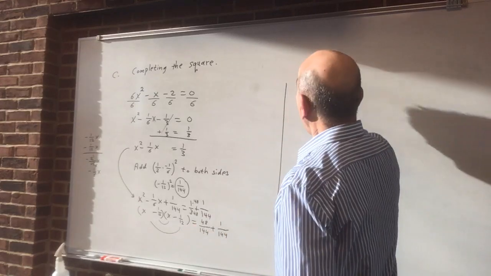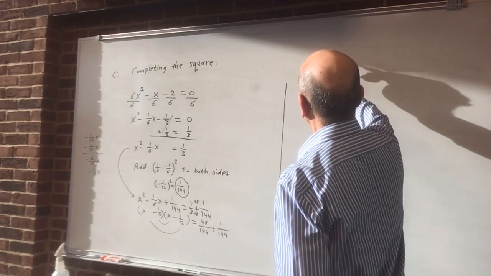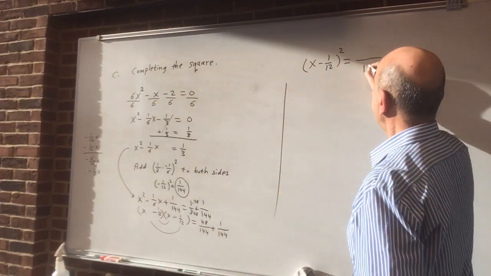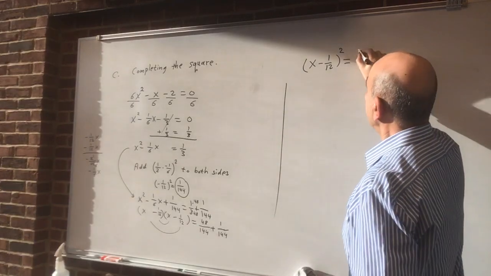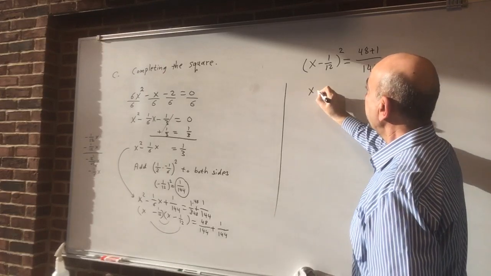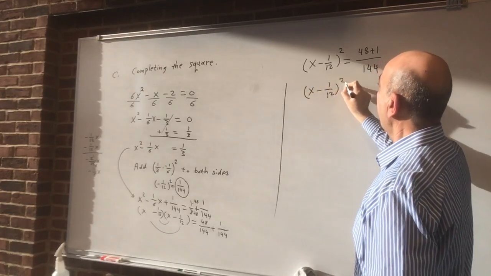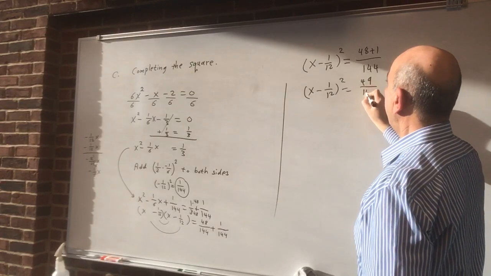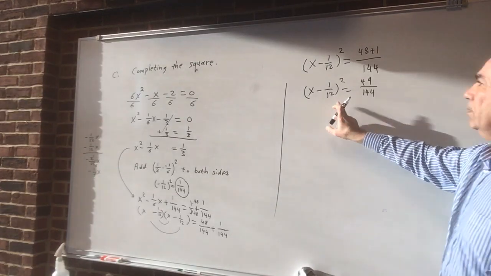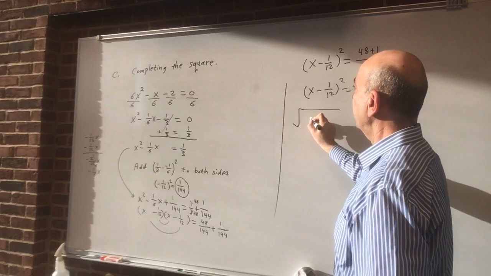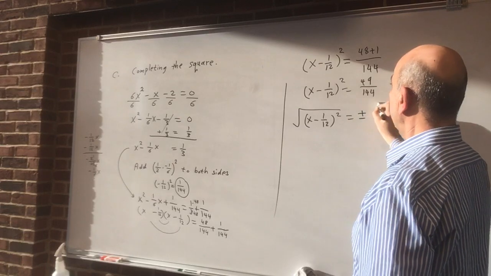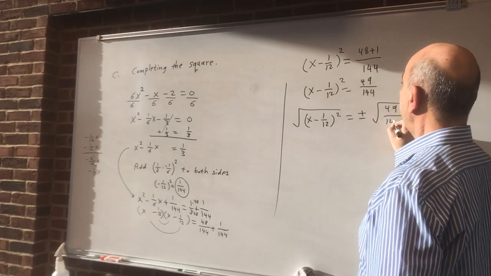Now, the left hand side we can rewrite like this: (x minus 1 over 12) quantity squared equals. Simplify the right hand side: 48 plus 1, or (x minus 1 over 12) squared equals 49 over 144. So now use the square root method to find x. Take the square root of both sides, equals plus or minus square root of 49 over 144.